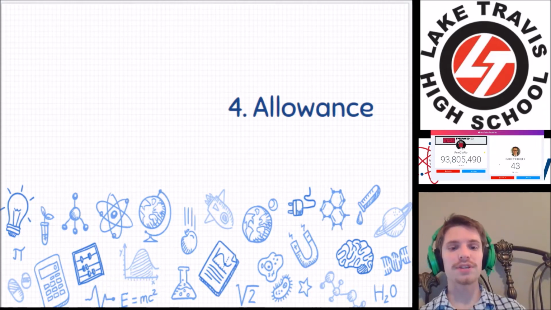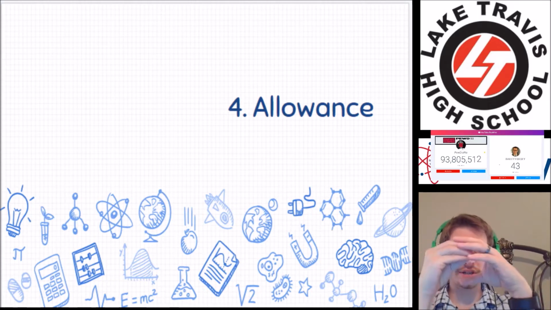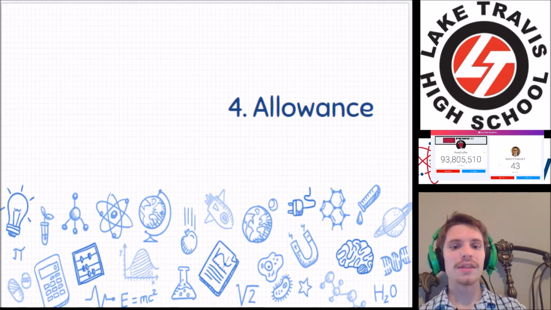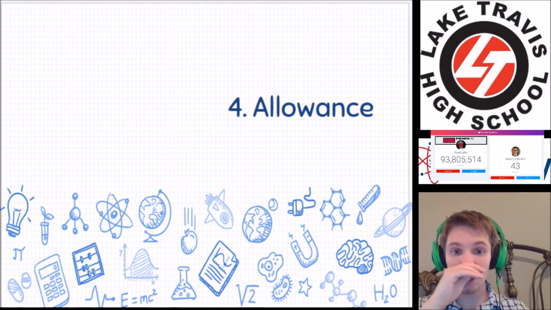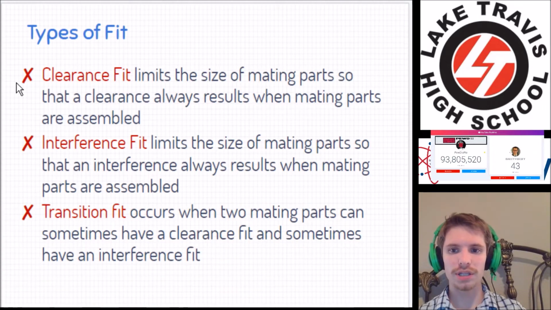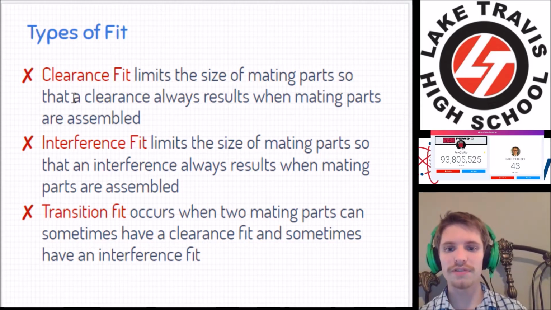So let's talk about allowance. This is a totally different concept. This is basically tolerance between 2 different pieces. If one piece is going inside another piece, if one part is going inside another part, you talk about allowance. And this is sort of related to tolerance, but it's more on purpose, and we'll see what that means in a sec. There are 3 types of fits. Write these fits down: clearance, interference, and transition.